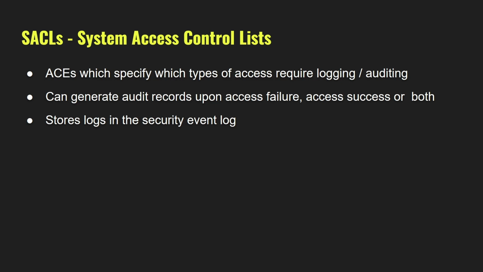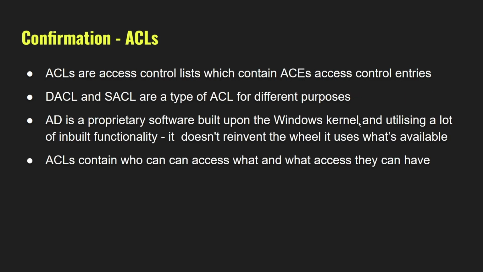It'll generate audit records upon access failure, access success, or both. So if you want it to, you can log when someone successfully accessed the document or they've been unsuccessful, or both. So just to keep track if it's a really secure document, things like that. And it stores logs by default in the Windows security log.